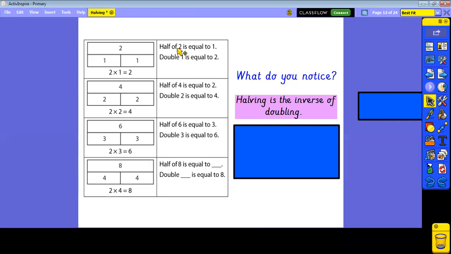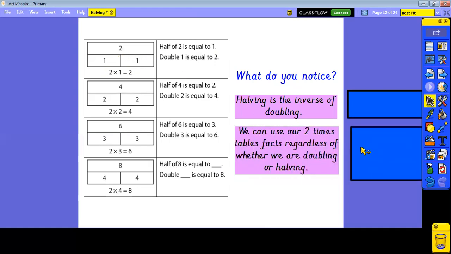So you can see here half of 2 is equal to 1 but double 1 is equal to 2. So we've got that relationship between those numbers, but one of them is getting bigger and the other one is doing the opposite and is getting smaller. So halving is the inverse of doubling. It's just the opposite to what we were doing on Friday. So on Friday, we said if we had one group, we doubled it. That meant we had 2 equal groups, and that gave us our whole. Whereas today with halving, we're starting with our whole and we are sharing it into 2 equal groups.